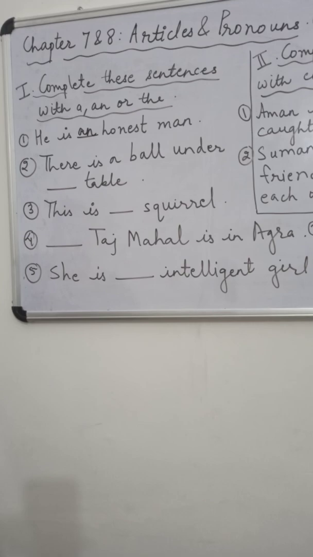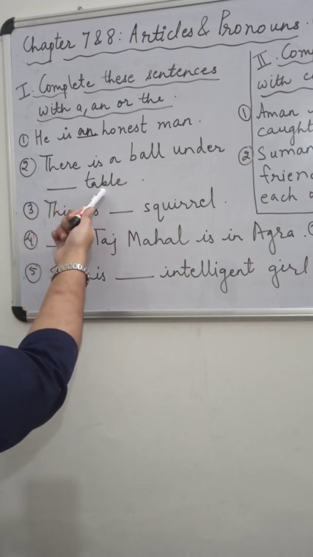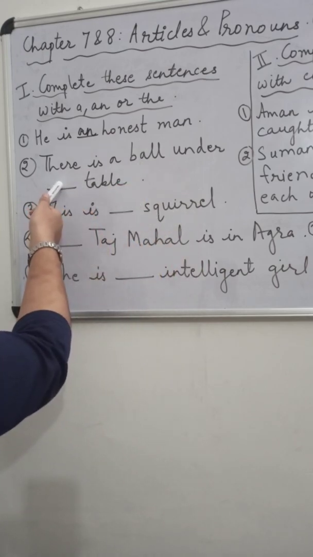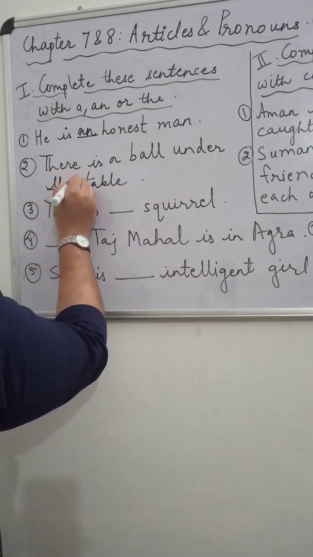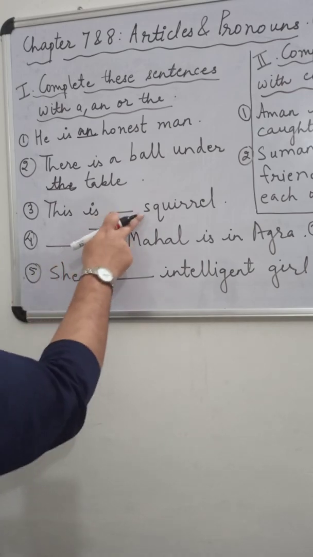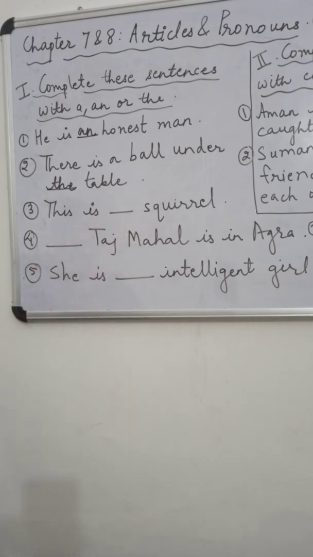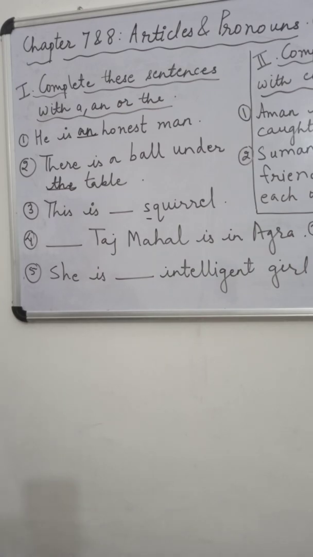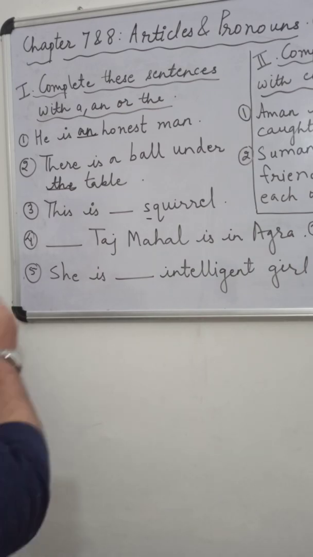Second, there is a ball under dash table. Now here we are talking about a specific table. So here which article we will use? We will use the article the. Third one, this is dash squirrel. Now squirrel is producing a consonant sound. S is a consonant. Squirrel is producing a consonant sound. So here we will use the article a.